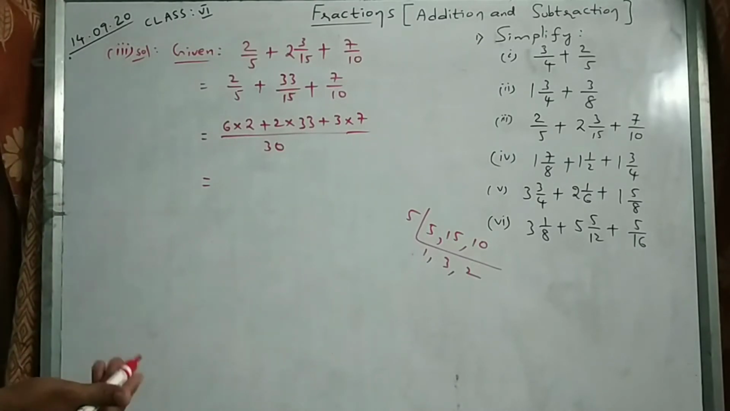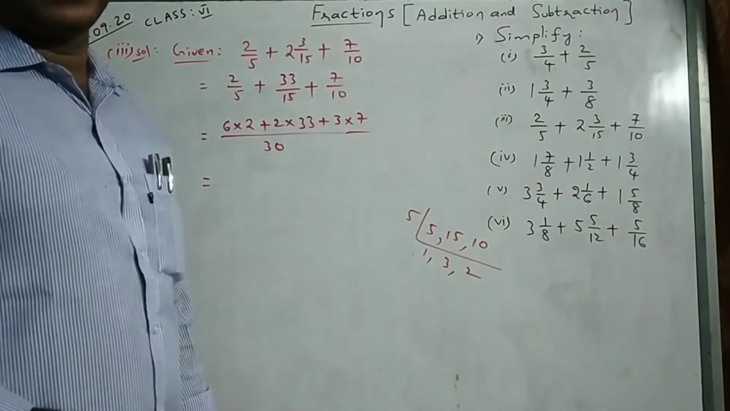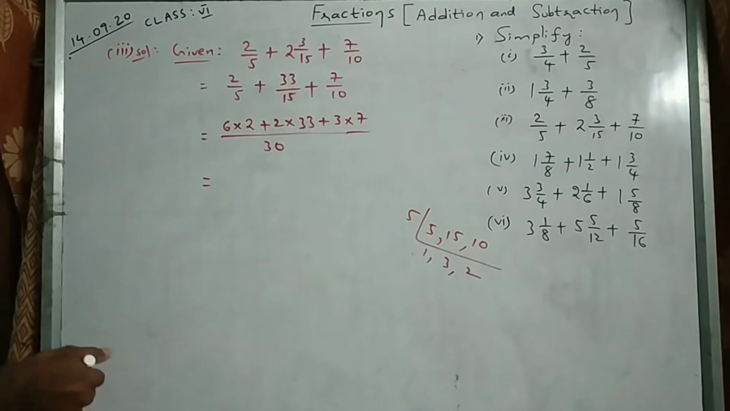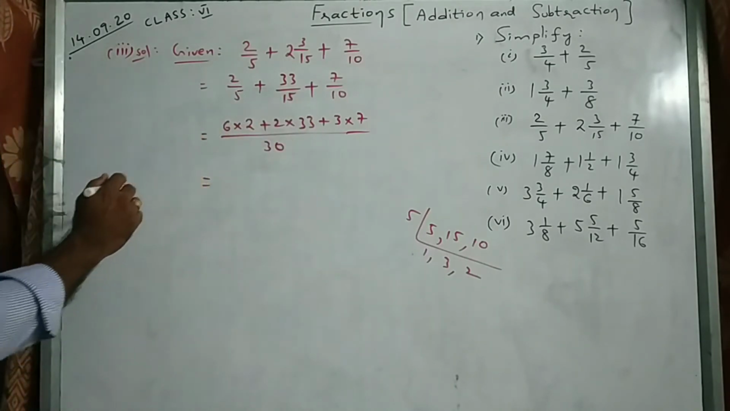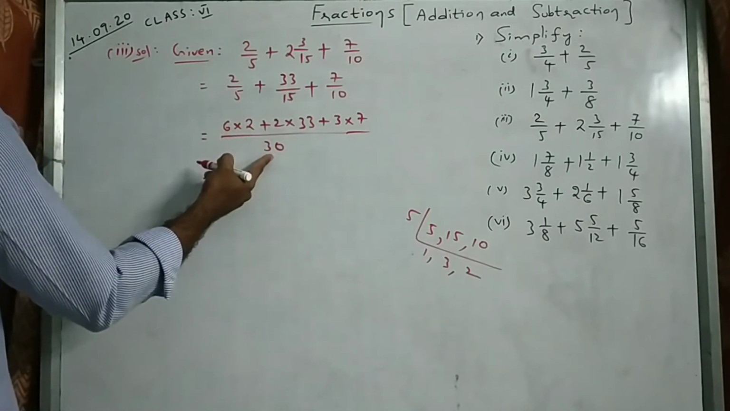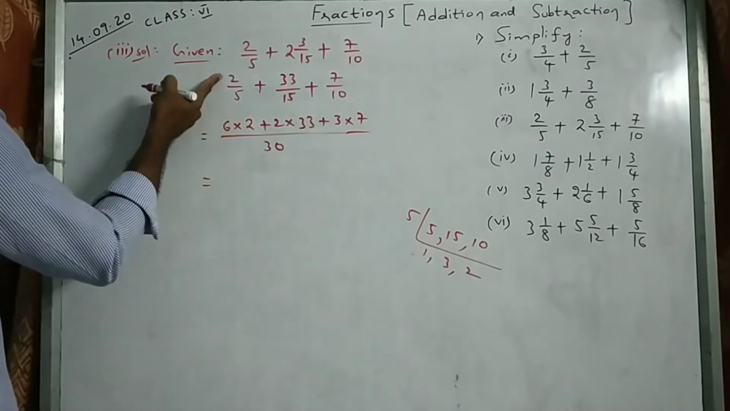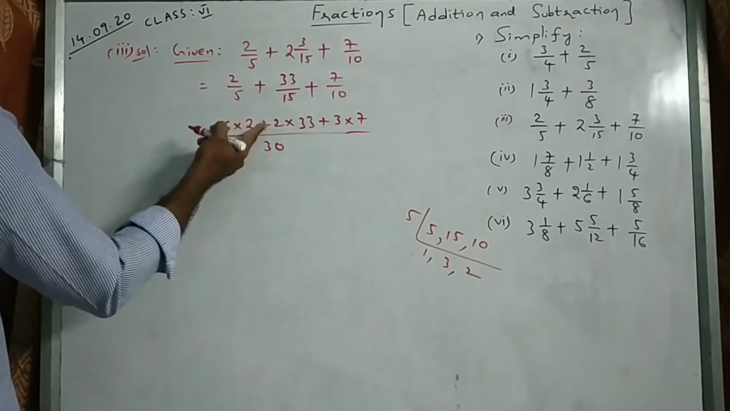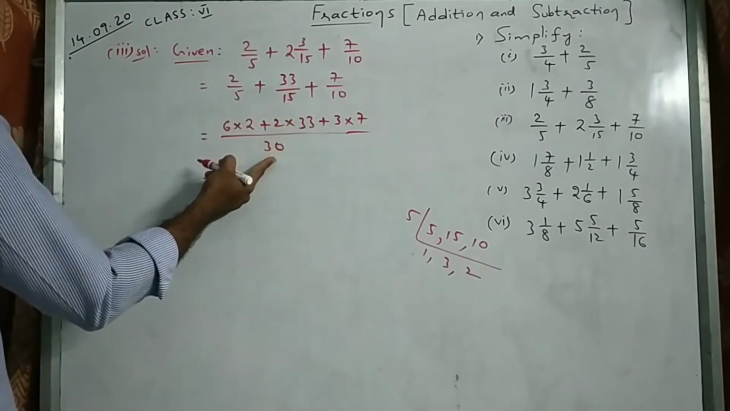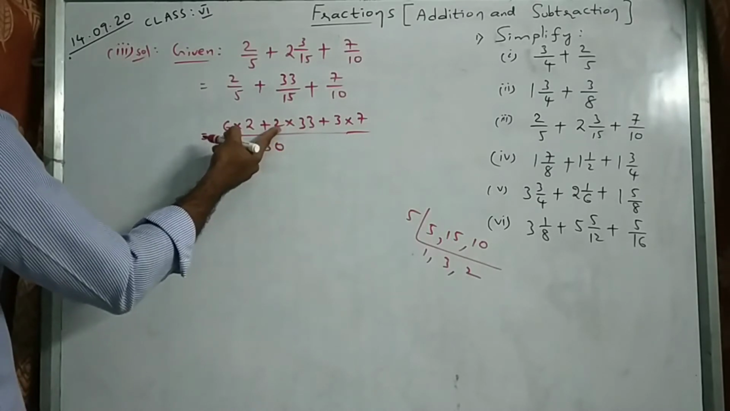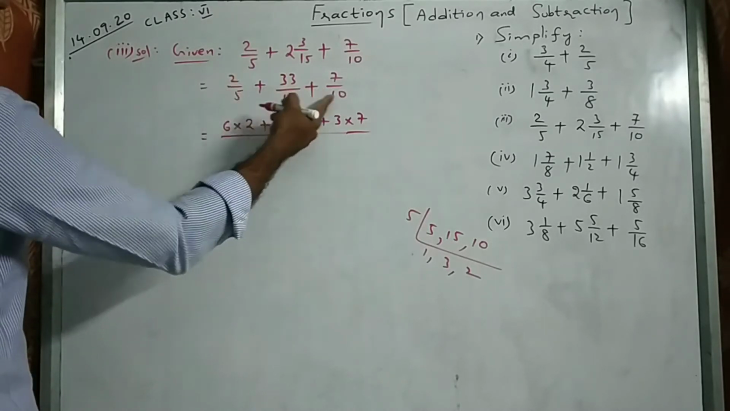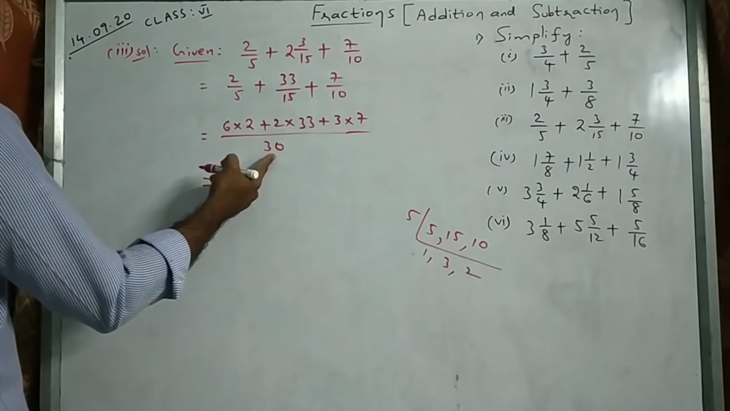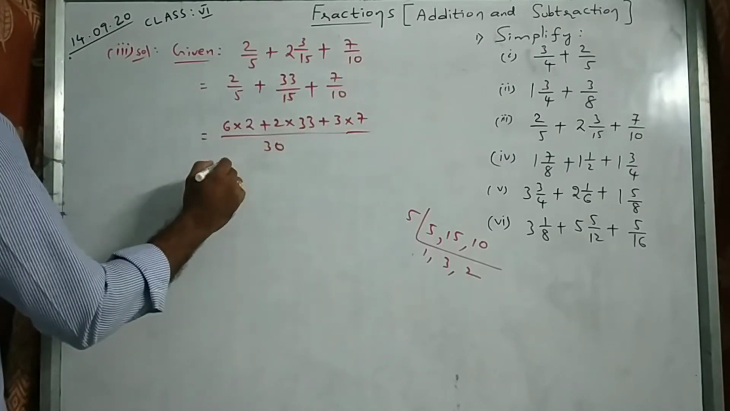Changing into like fractions is the routine method. Okay, everybody can do it. So learn this method, it is very useful. 5 6s are 30, right? 6 into, what is the numerator here? 2. Plus 15 2 times, 15 2s are 30. 2 into 33 numerator. Plus 10 how many times does it go? 10 3s are 30, into numerator 7.